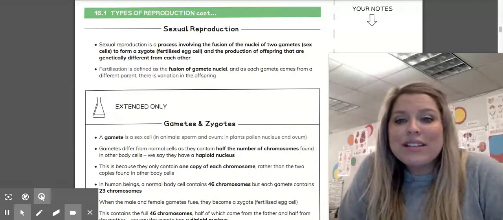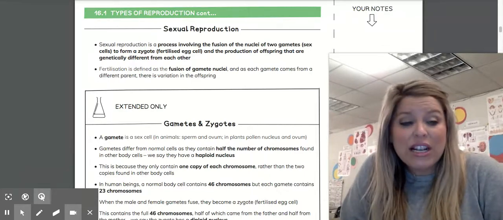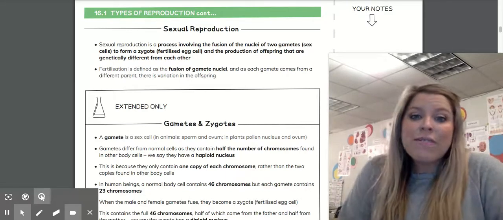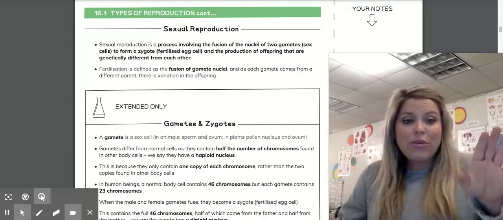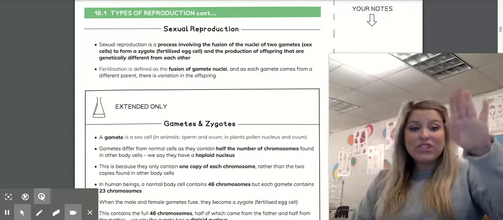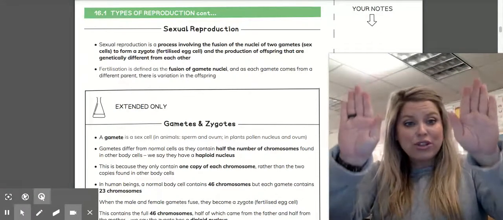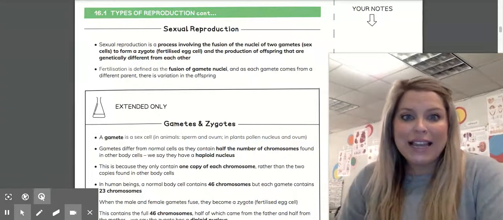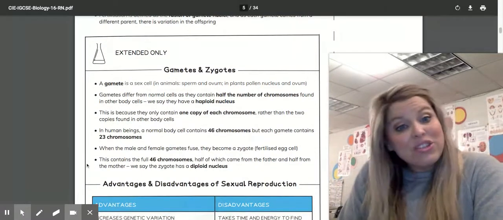Now, when we talk about sexual reproduction, by definition, it's the process involving the fusion of nuclei of two gametes, which are sex cells, to form a zygote, which is a fertilized egg cell, and the production of offspring that are genetically different from each other, because you have the genetic material from the mother and the genetic material from the father, so two sets of different genetic material fusing together to form that zygote or the fertilized egg. This little blurb here I'm going to provide for you in a cheat sheet of sorts.